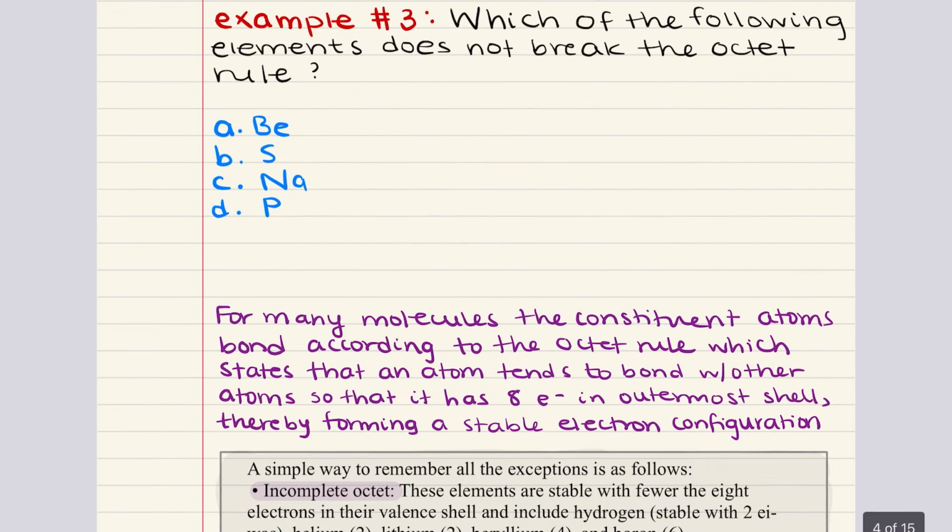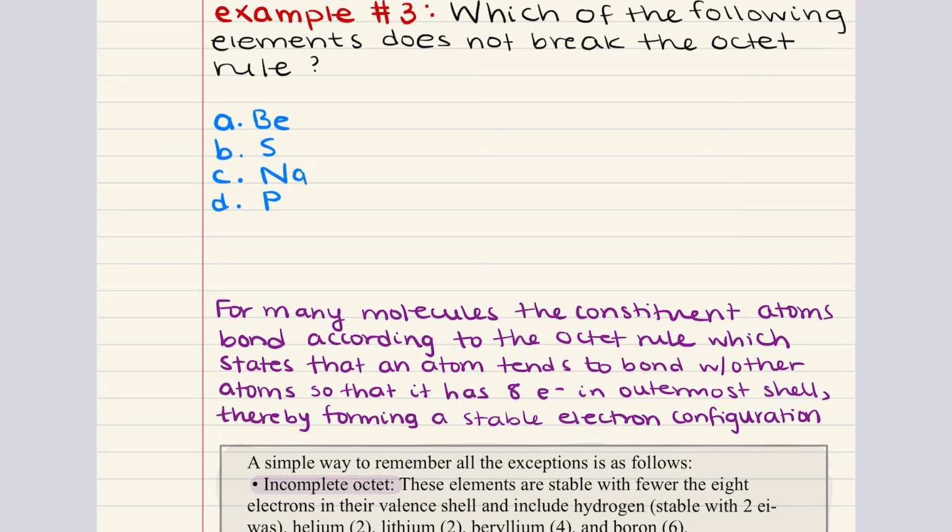Let's do problem 3 next. Problem 3 says, which of the following elements does not break the octet rule? Our answer choices are beryllium, sulfur, sodium, and phosphorus.